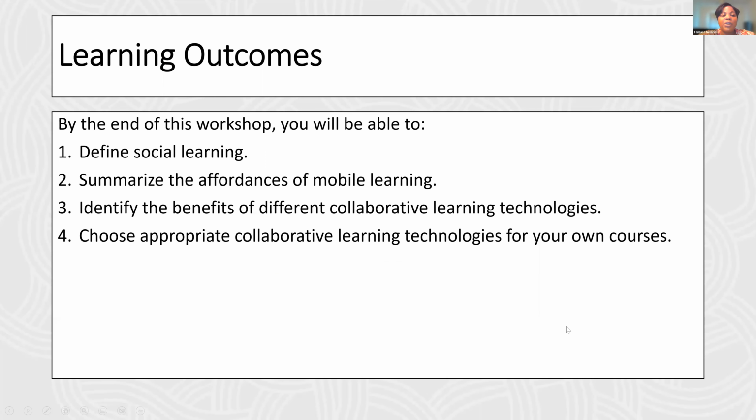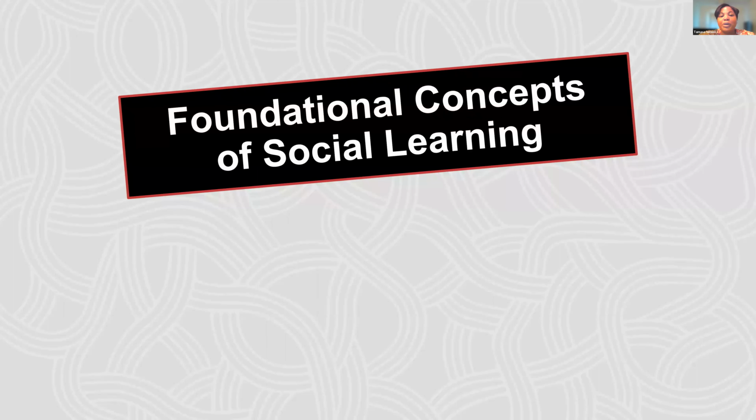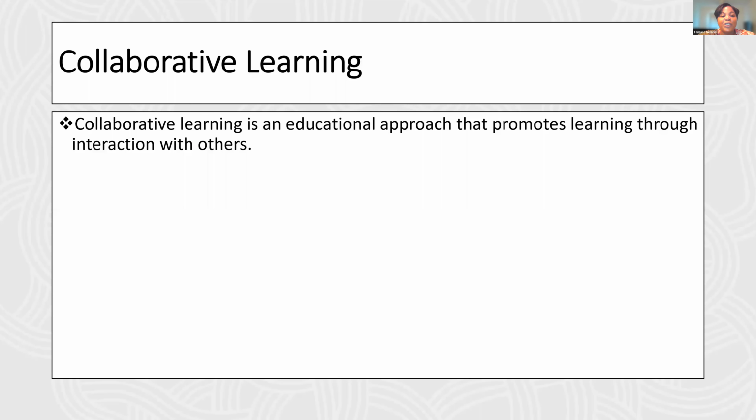Okay, so our learning outcomes. By the end of this workshop, you will be able to define social learning, summarize the affordances of mobile learning, identify the benefits of different collaborative learning technologies, and choose appropriate collaborative learning technologies for your own course. So what we're going to do is talk a little bit about the foundational concepts of social learning, which will help us to understand where collaborative learning technologies actually derive from. So without further ado, collaborative learning.